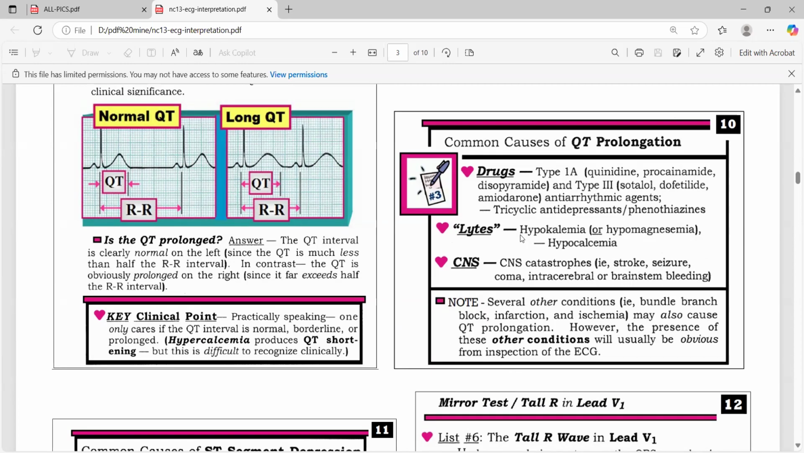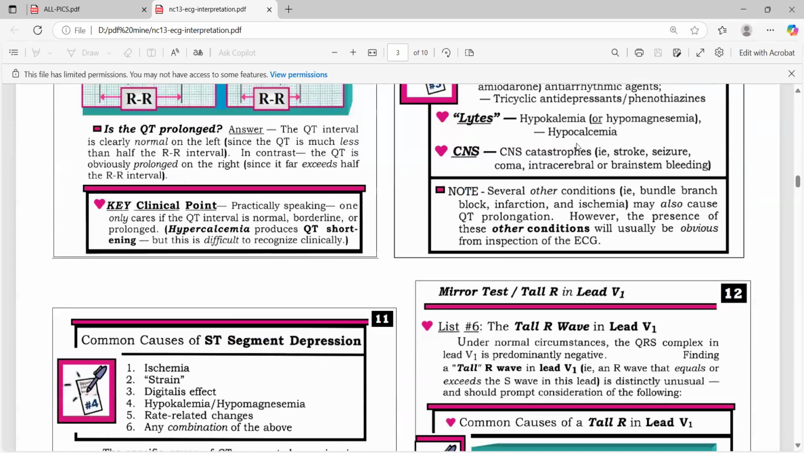Common causes of QT prolongation: the drugs, the lytes, and then CNS. The drugs are which ones? Quinidine, procainamide, so we are talking about those ones, and then sotalol, amiodarone. TCAs cause QT prolongation, and then we're talking about the lytes. Hypokalemia causes QT prolongation, and hypocalcemia causes QT prolongation. QT shortening is caused by hypercalcemia, and QT prolongation is caused by hypocalcemia. Okay, so CNS catastrophes like stroke and all of this also cause QT prolongation.